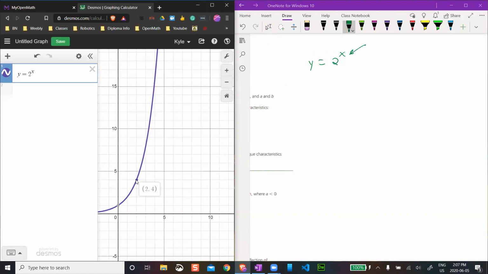What reciprocal means is that if I take the x value of 2 and the y value of 4, I'm going to flip those around. So the point on the reciprocal would be (4, 2), and where this was (1, 2), the reciprocal graph would be (2, 1). The way this would look is x is equal to 2 to the power of y.